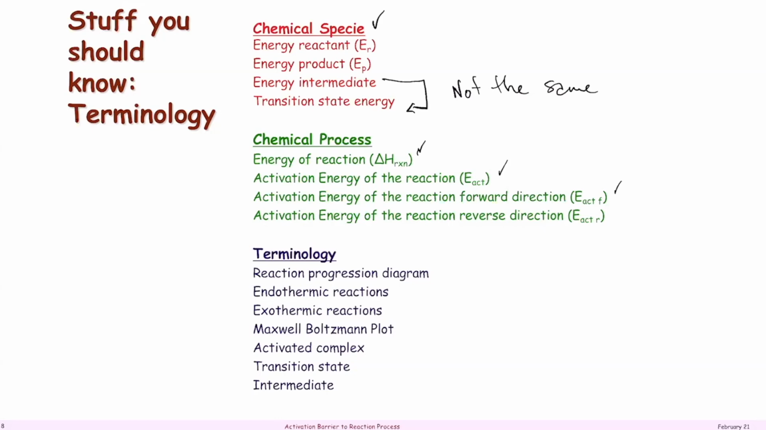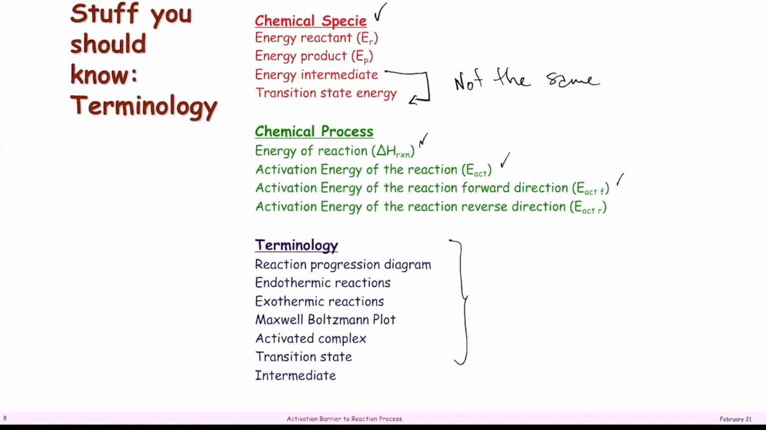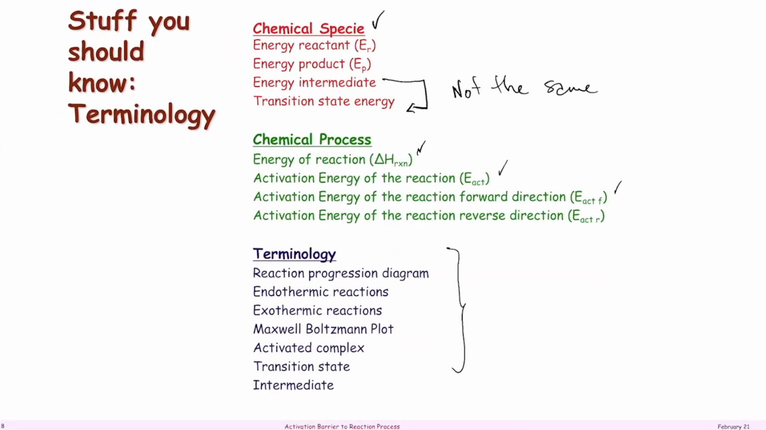Okay, and then there are other terminologies right here. Reaction progression diagram, I sort of explained that. Endothermic reactions are reactions in which energy is required. Energy is a reactant for that process to occur. Exothermic, energy is released. Okay, Maxwell-Boltzmann distribution plot. You guys saw that in gas laws. You'll see it here again. And I think I introduced it back when we had the Chem 200 review.